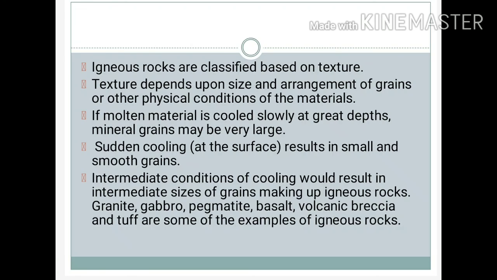We have a number of igneous rocks which includes granite, gabbro, pegmatite, basalt, volcanic breccia, tuff. These are some of the examples of igneous rocks. So these are igneous rocks. Igneous rocks are called primary rocks as the other rocks depend upon igneous rocks for their formation. The word igneous has been derived from the Latin word ignis, which means fire.